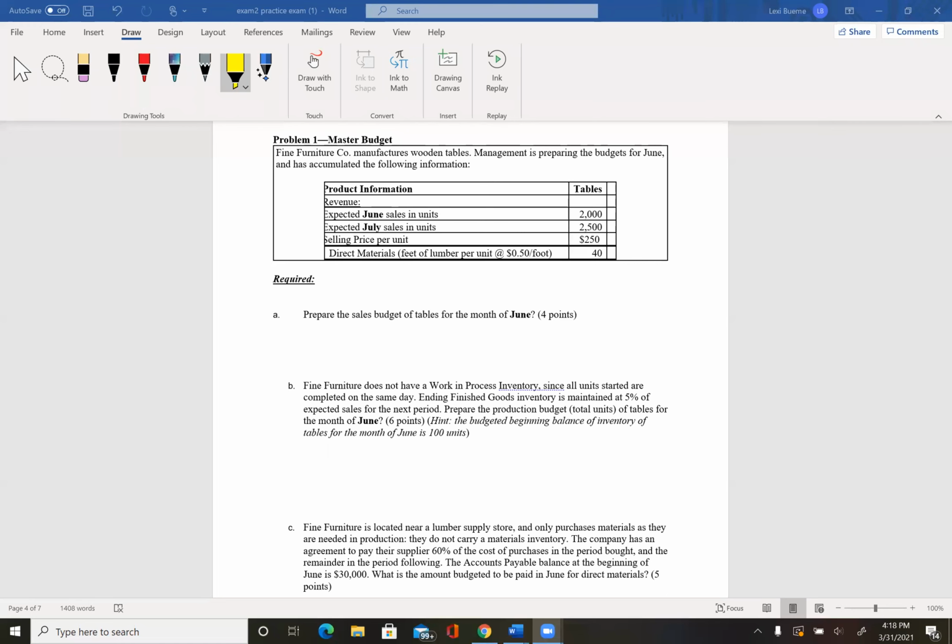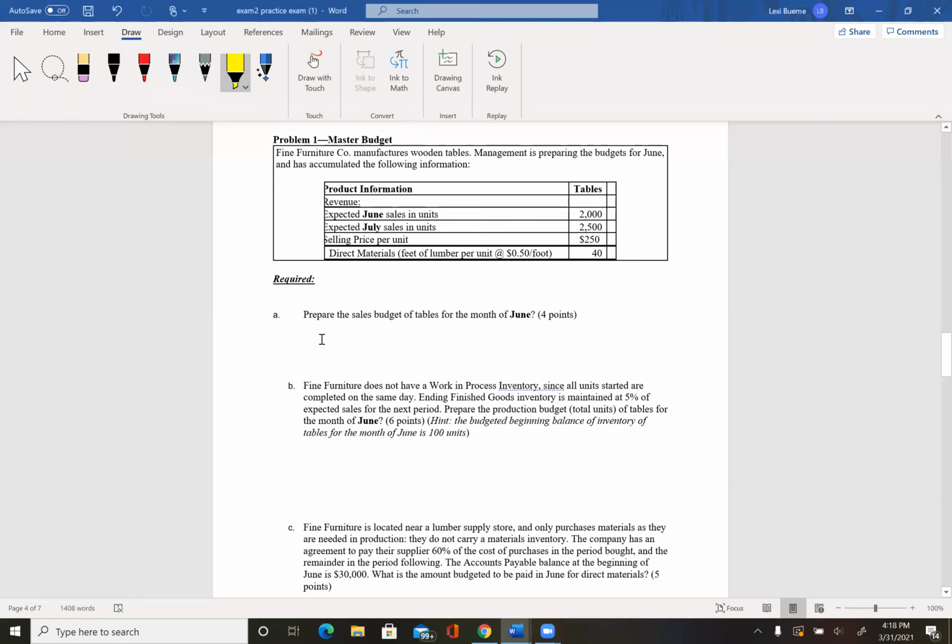For the master budget is problem 1. We'll start with the short answer and then go to the multiple choice. It says Fine Furniture manufactures wooden tables. Management is preparing the budgets for June and accumulated the information. It gives you the expected sales for June and then July, the selling price, and direct materials.